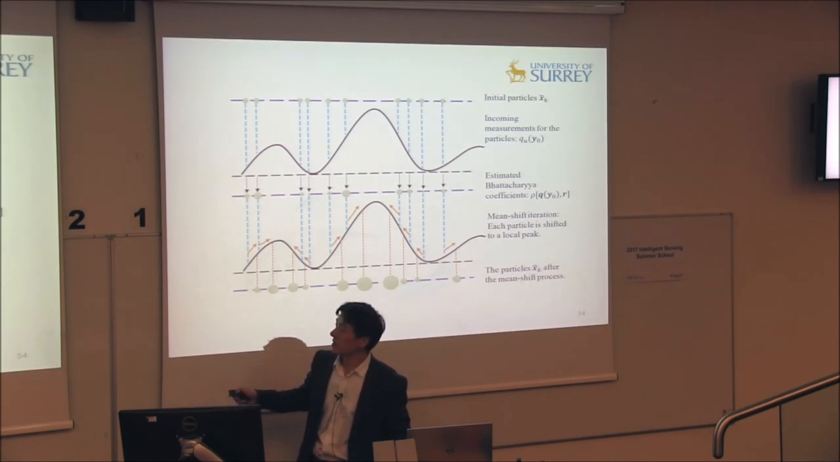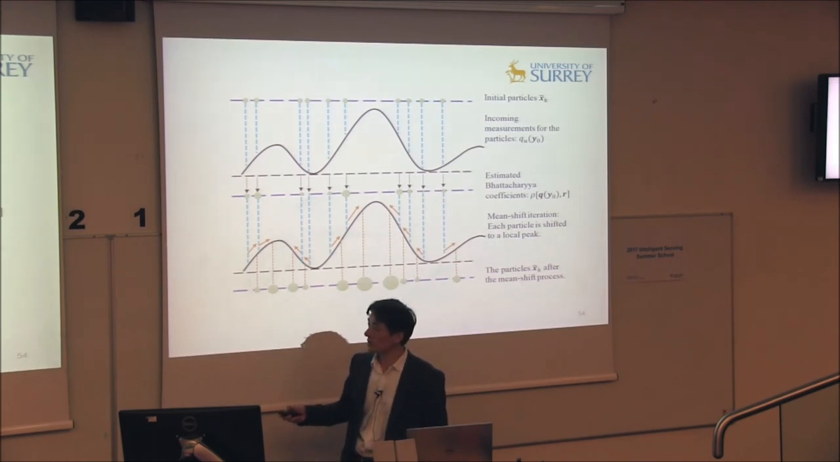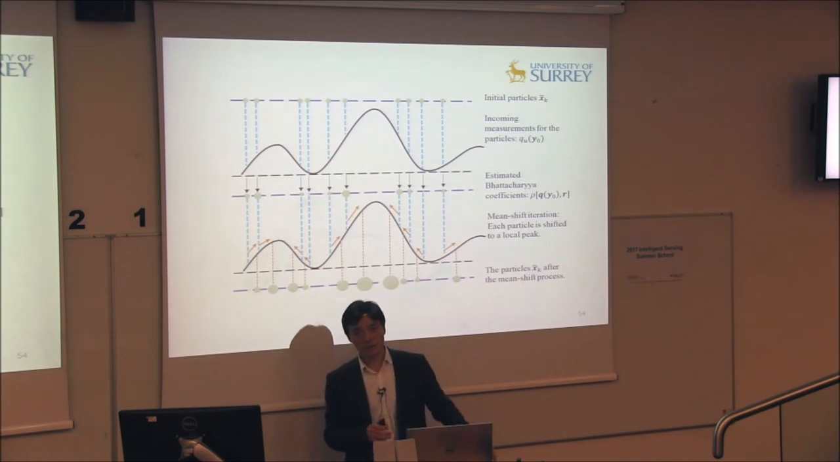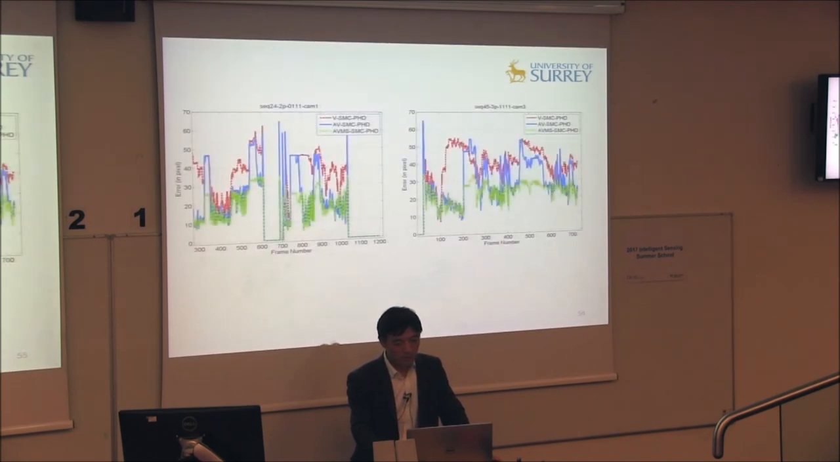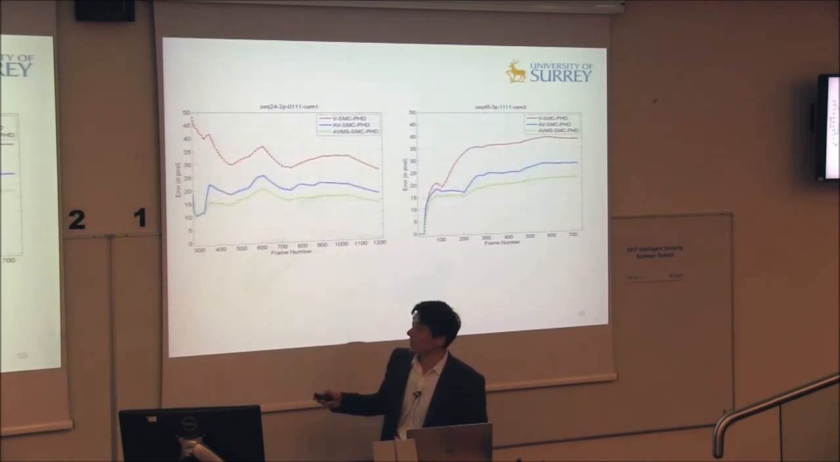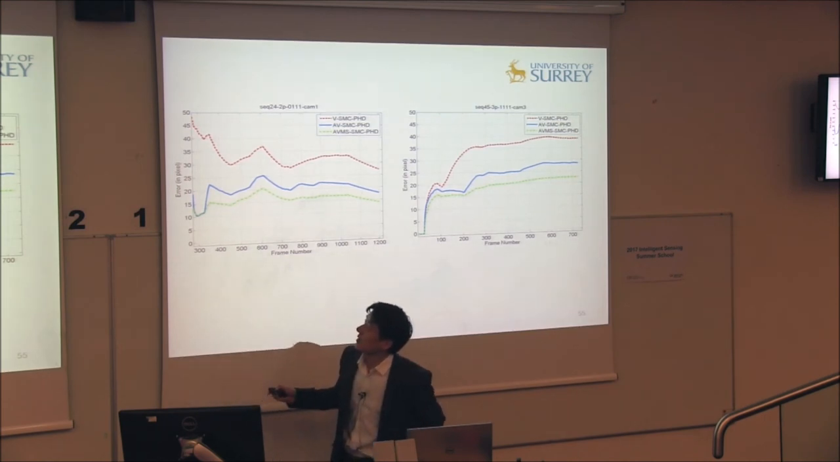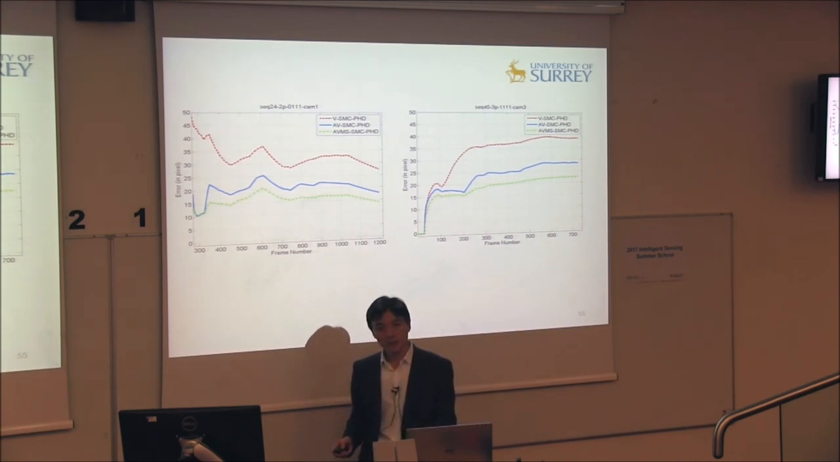But if you use mean shift iteration, then you can potentially shift these particles towards the local peaks here. This gives you a better fit to the measurement you get. So this is essentially the idea. After you do this, you get weights something like this, which means you can increase the weight if it's close to the local peak of the distribution. And this is a tracking result. It's better to look at this figure. This shows the tracking errors, and it can actually improve upon the previous PHD filtering algorithms.